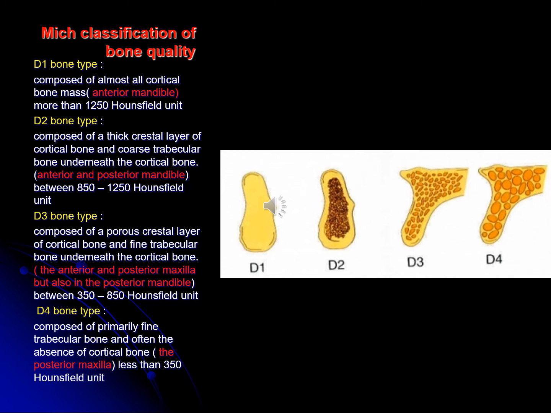After that, D3, because we have acceptable primary stability and osseointegration, while D1 is not good for implant placement because we don't have good blood supply and we don't have good osseointegration. D4 is not good because we don't have primary stability, and we don't have enough osseointegration.